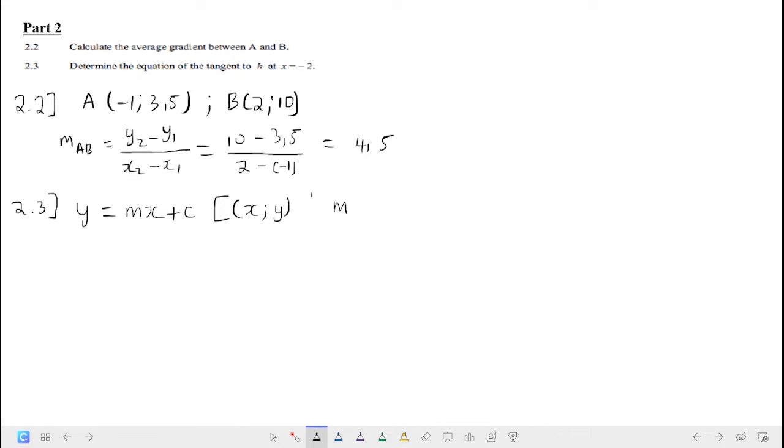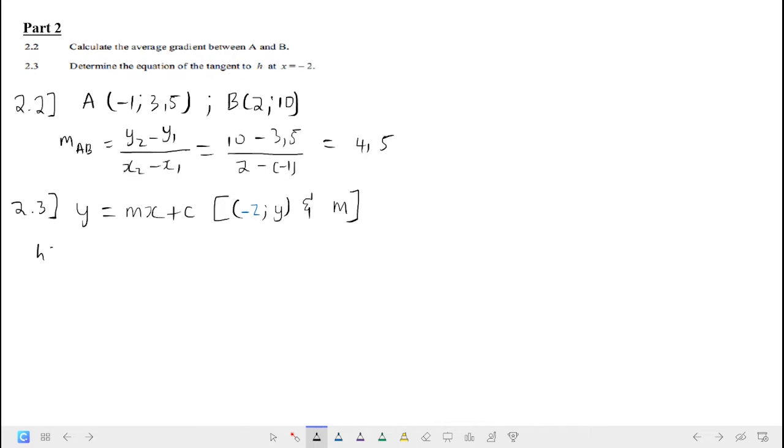So let me just call it m, right? Okay, so now the first thing that we're going to do is we already know here that we have x equals minus 2 as our x coordinate. So let's just substitute this and write it as minus 2. Then the first thing we're going to do is find the y value and the gradient, then we're going to substitute them there.